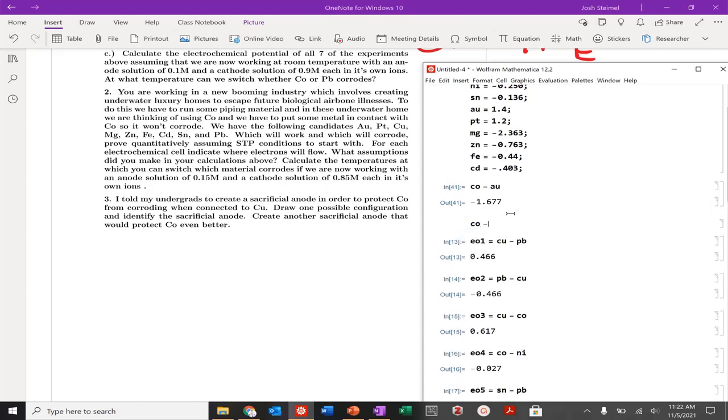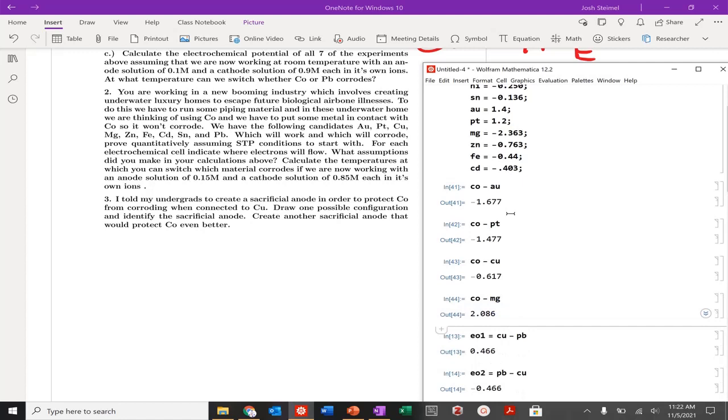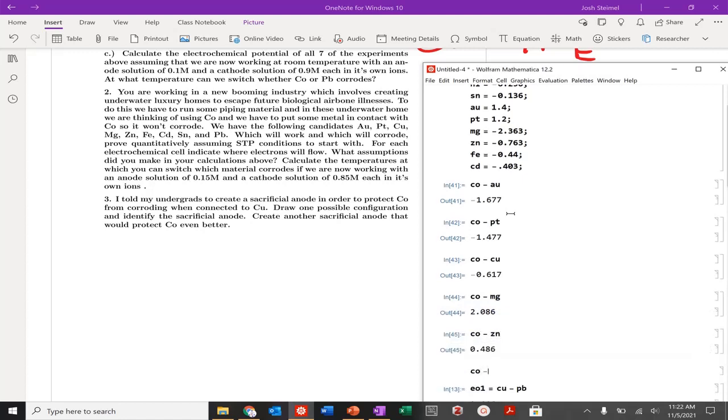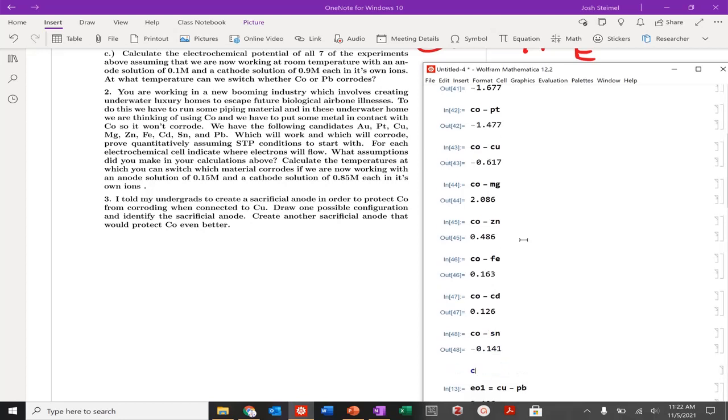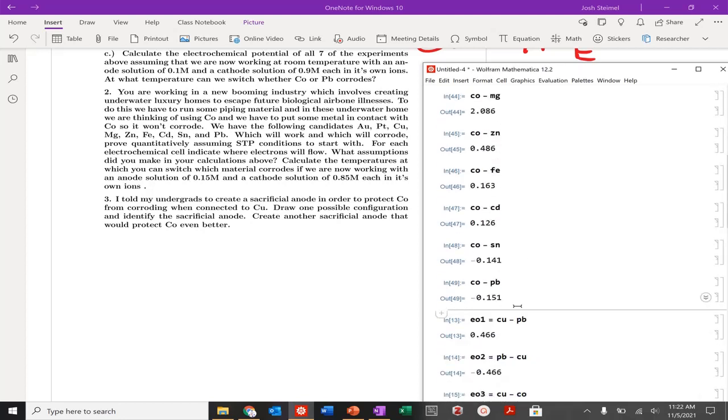So Co minus Pt, that will also corrode. Co minus Cu, that will also corrode. Co minus Mg, that one will actually work. Co minus Zn, that one will work. Co minus Fe, that one will also work. Co minus Cd, that one will work. Co minus Sn, and Co minus Pb. So Co-Sn won't work, Pb won't work as well.